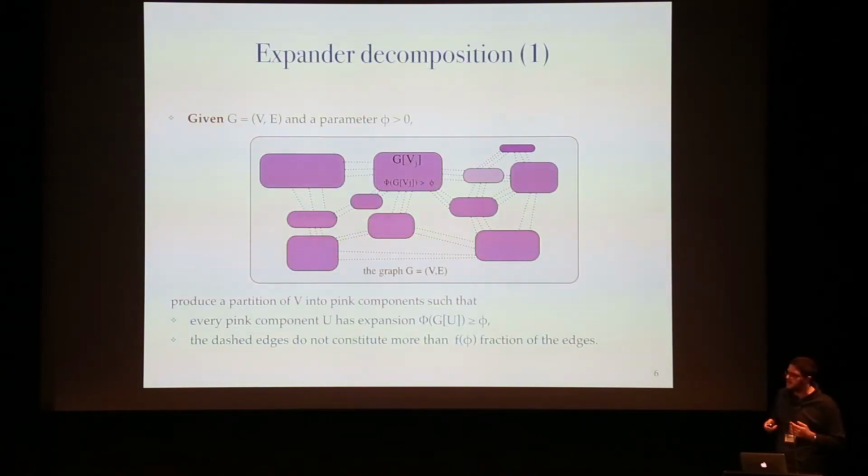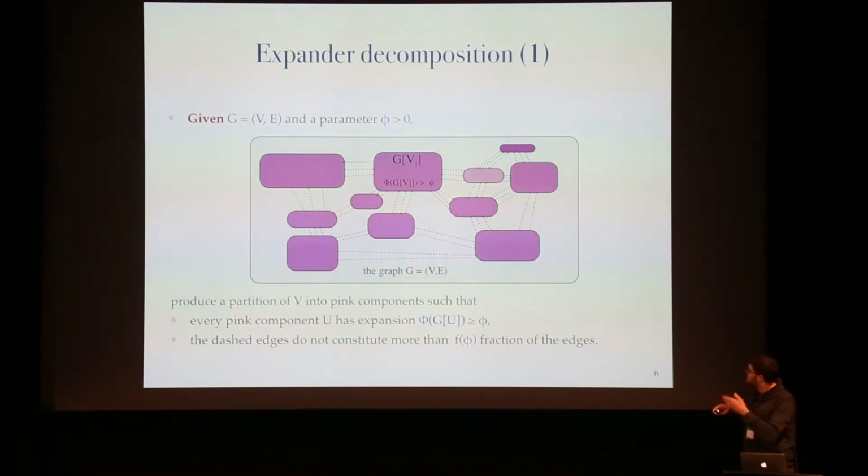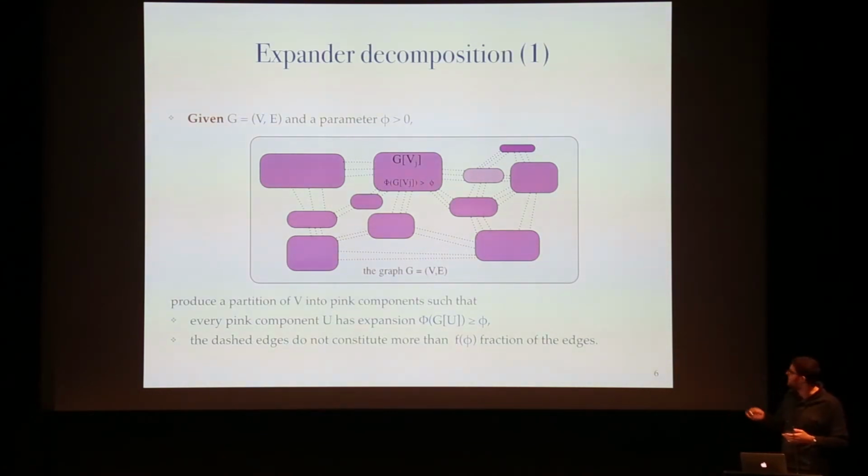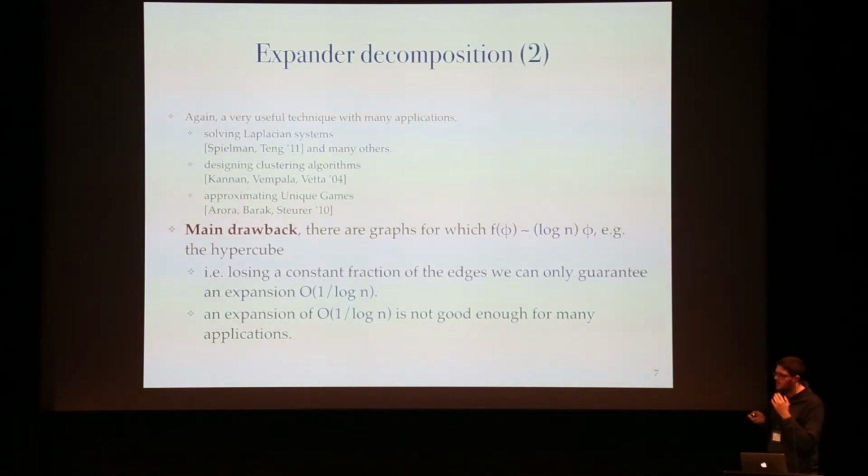Similar idea, expander decomposition. This time you're given a parameter phi. You want to cut the graph into pieces such that each component has expansion at least phi. And you want that the number of edges you're losing is small. Of course, the larger phi is, the more edges you're going to be forced to cut. But I want the fraction of the edges I'm cutting to scale nicely. So I'm going to say f of phi for some nice mild function f of phi. And again, very useful technique.